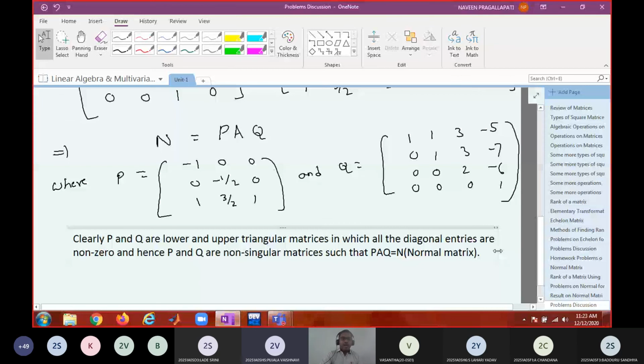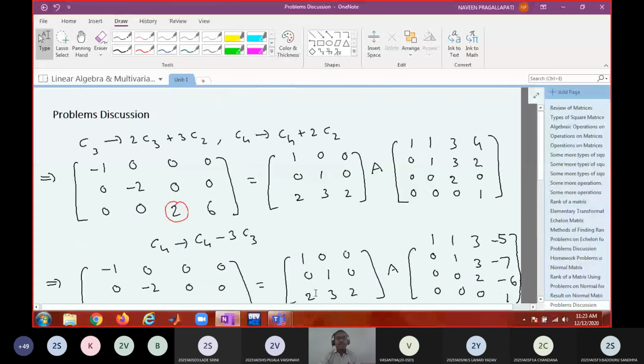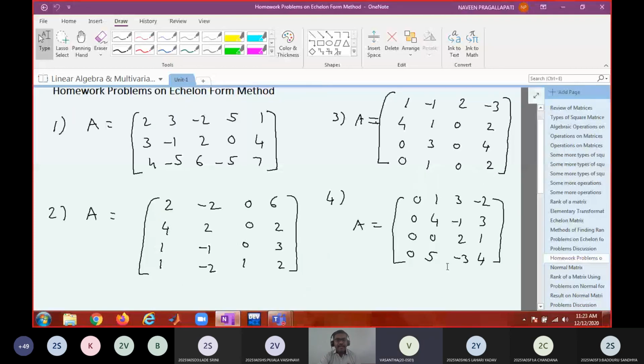So I think this problem alone, one problem is sufficient, no? All of you understood this method, right? Yes, sir. Okay, you just take one of the problems given in here and find out P and Q such that PAQ equal to N. Show the last lines, sir. Yeah, I will show. Write down.